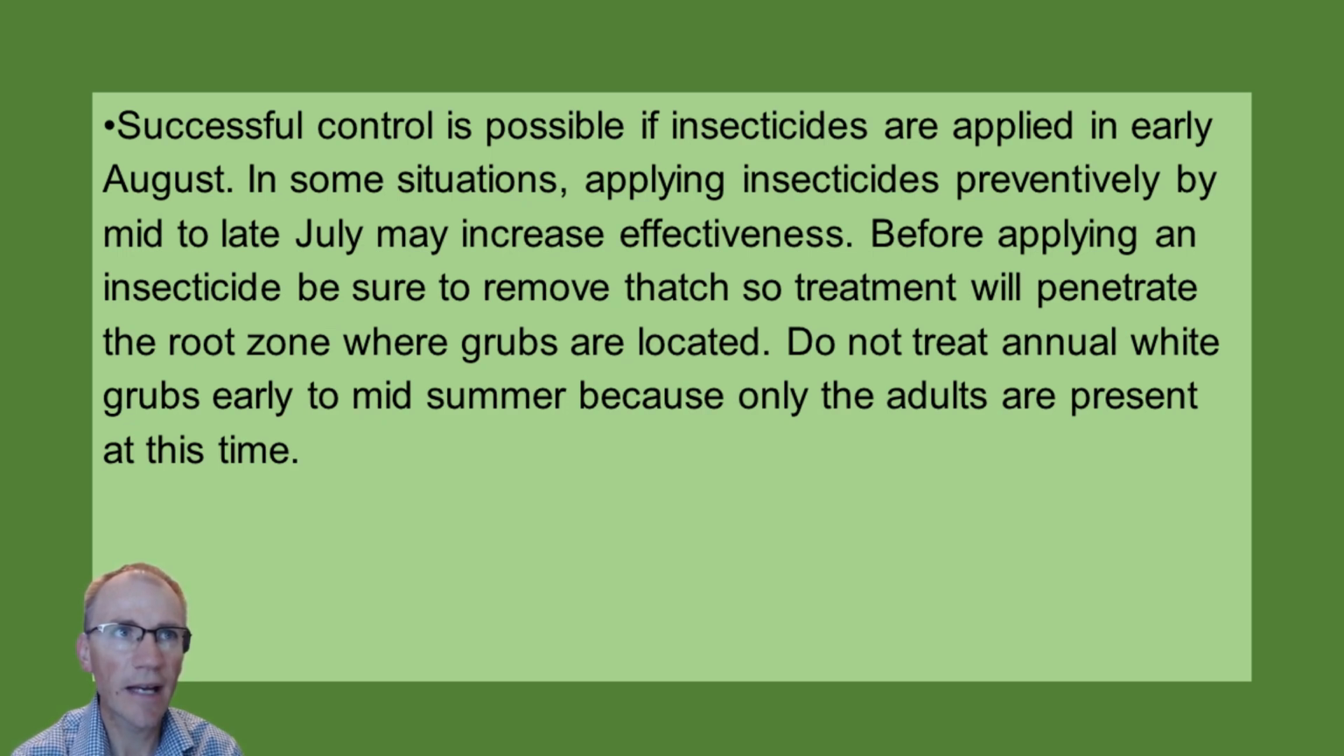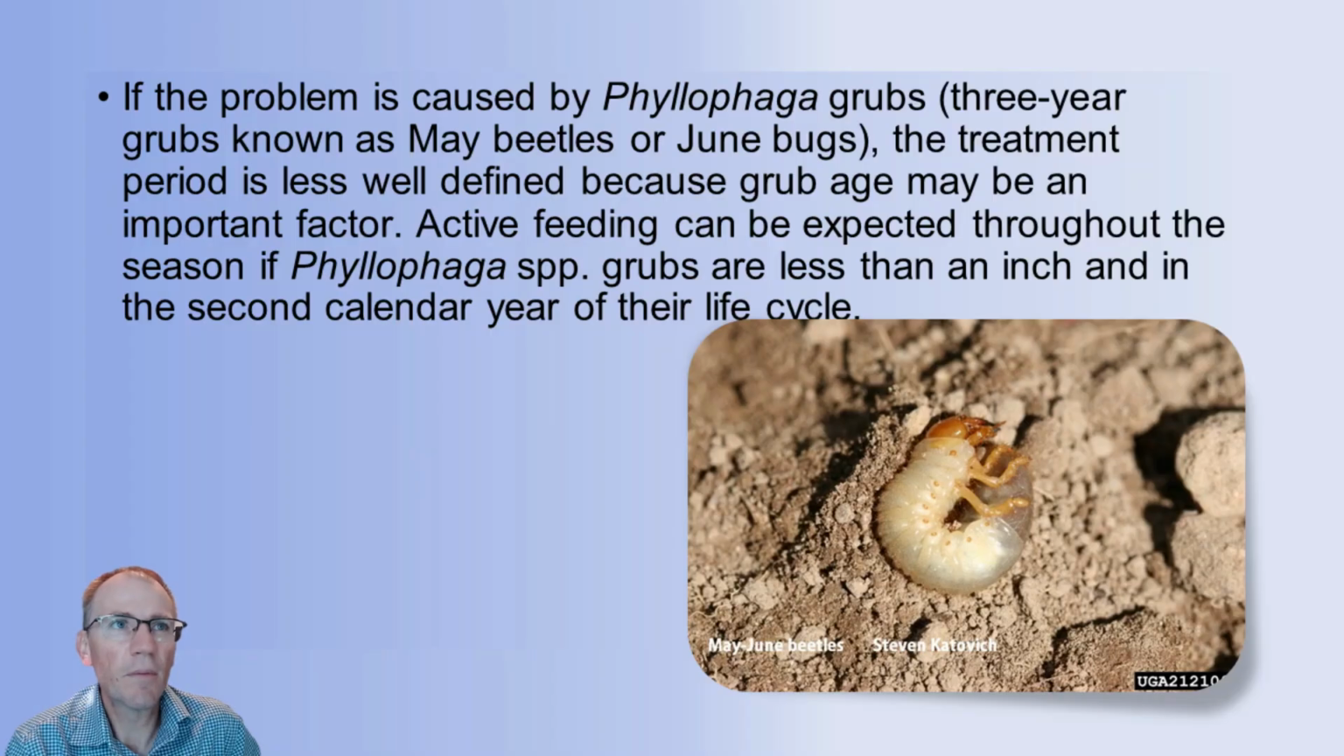Before applying an insecticide, be sure to remove thatch so treatment will penetrate the root zone where grubs are located. Do not treat annual white grubs early to midsummer because only adults are present at this time. If the problem is caused by Phyllophaga grubs, 3-year grubs known as May beetles or June bugs, the treatment period is less well defined because grub age may be an important factor.